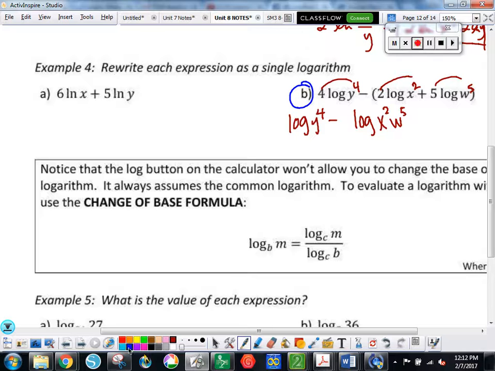How do you combine those? Log of y to the 4th over what? X squared w to the 5th? No, this one, because it came first in the statement. The log of y to the 4th came before the minus sign. Because if you think about it, this can be an exponent, so we can just apply it.